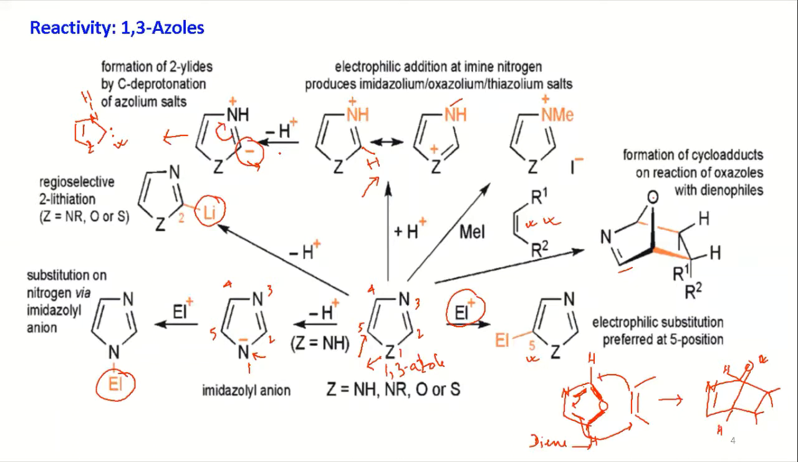So if I summarize what you will see, the nitration or halogenation kind of reactions can go to the 5 center. If you do lithiation, it will take place at 2 center. It can undergo Diels-Alder reaction, okay, and you can generate the carbene. Okay, so these are the important parts of 1,3-azole.